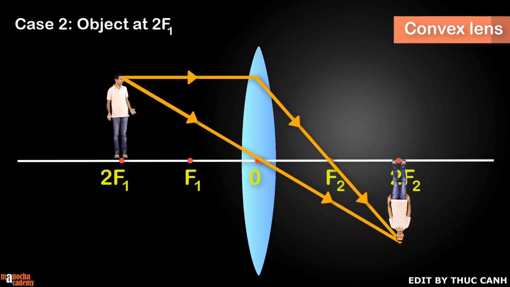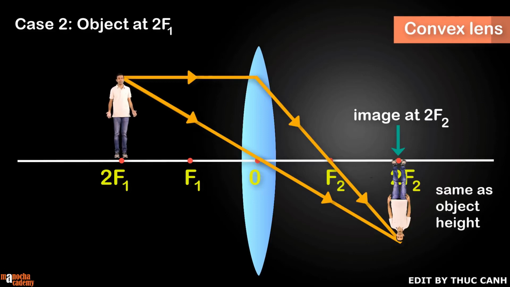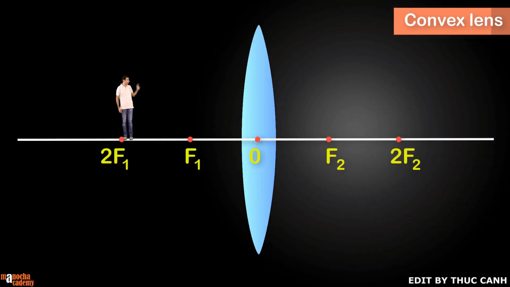What are the properties of the image here? Can you see the symmetric nature of the diagram? I'm standing at 2f1 and my image is formed at 2f2. The image height is the same as the object height. That's my height. And can you see that the image is real and inverted? It's a real image because it's formed by the intersection of the rays closer to the lens.